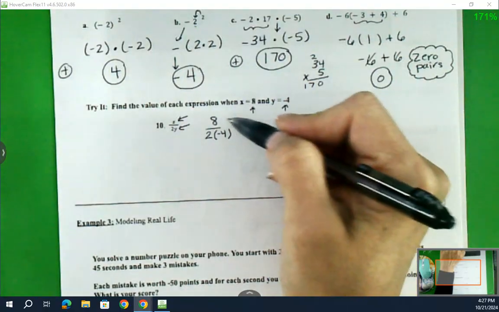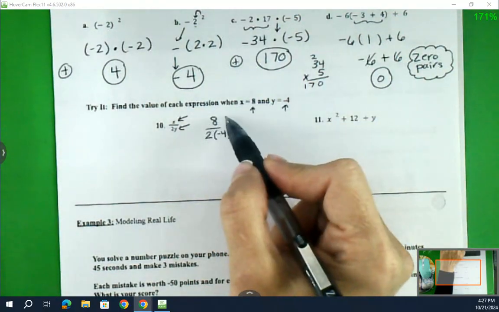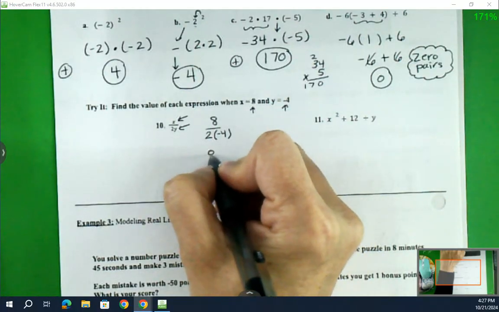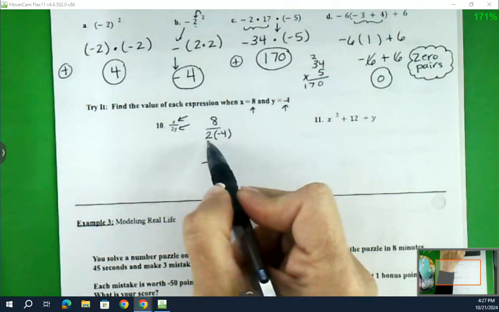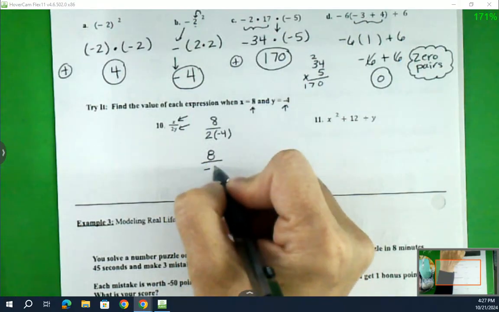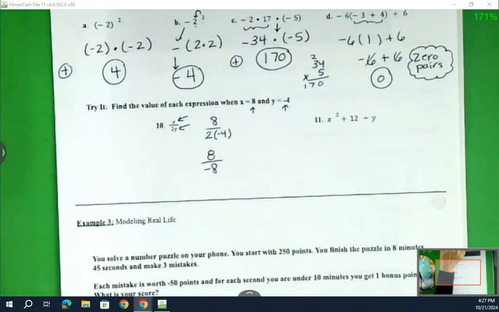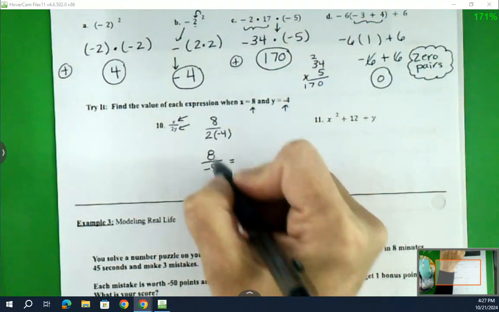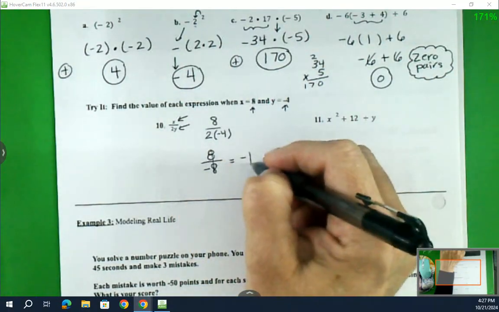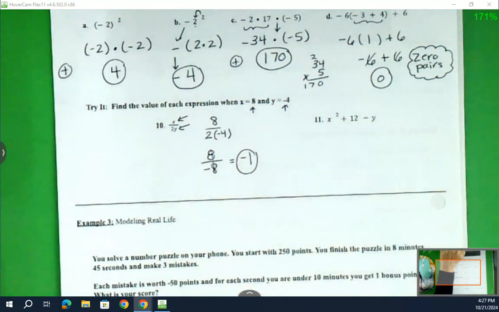So before we can divide on a fraction, we have to get all of our numerator and all of our denominator done. So here we're going to have 8 over 2 times -4, different signs. So we have 8 divided by -8. Different signs means negative, and 8 divided by 8 is 1. So our answer is -1.